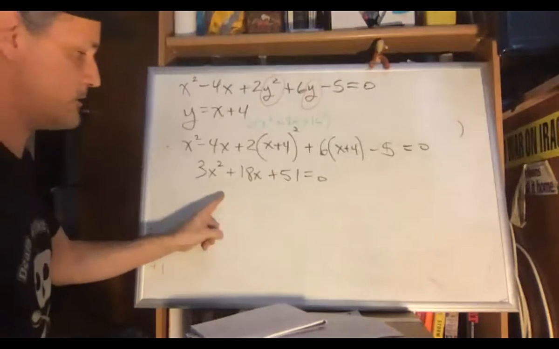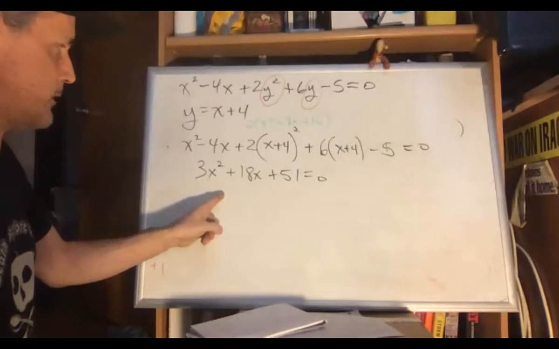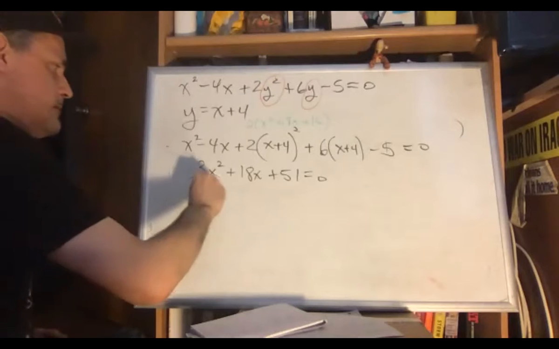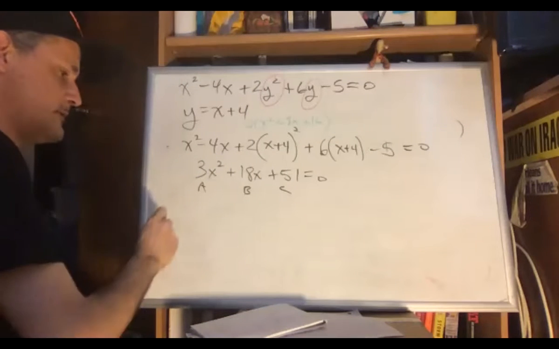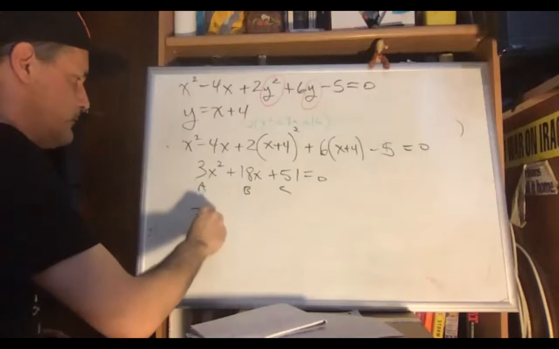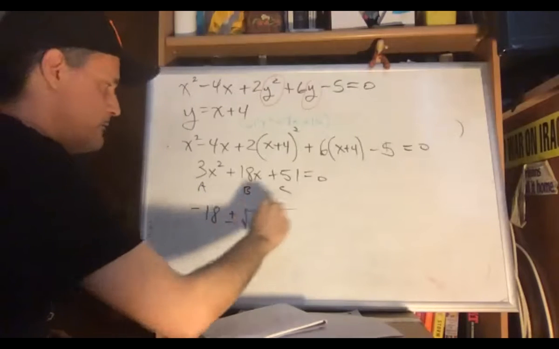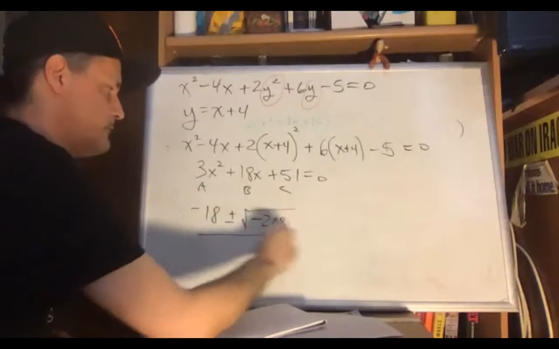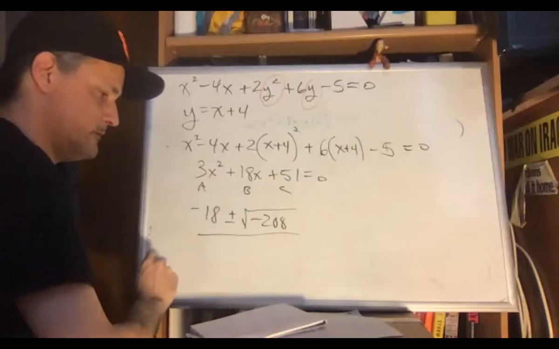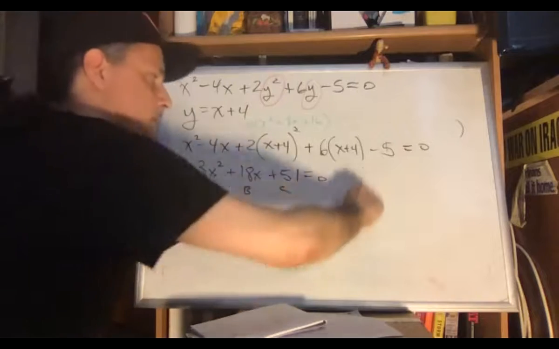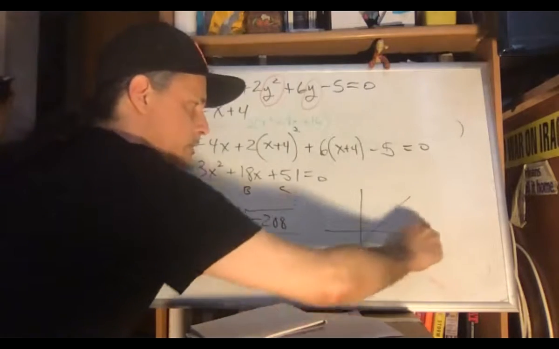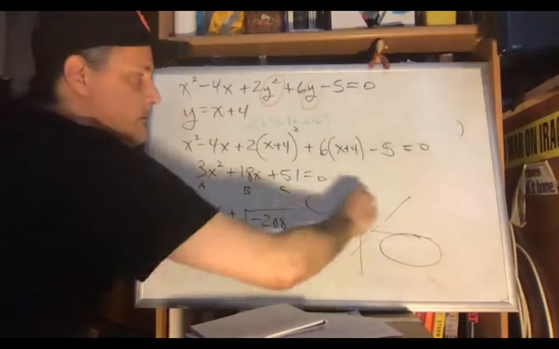Okay, now I know you guys know how to do the quadratic formula, right? So A, B, C. Now, when you finish that, you're going to wind up with the square root of a negative. This is going to wind up being negative 288 over, what, 6? That means there's no solutions. Okay, that means we had this situation. Or it could have been over here.